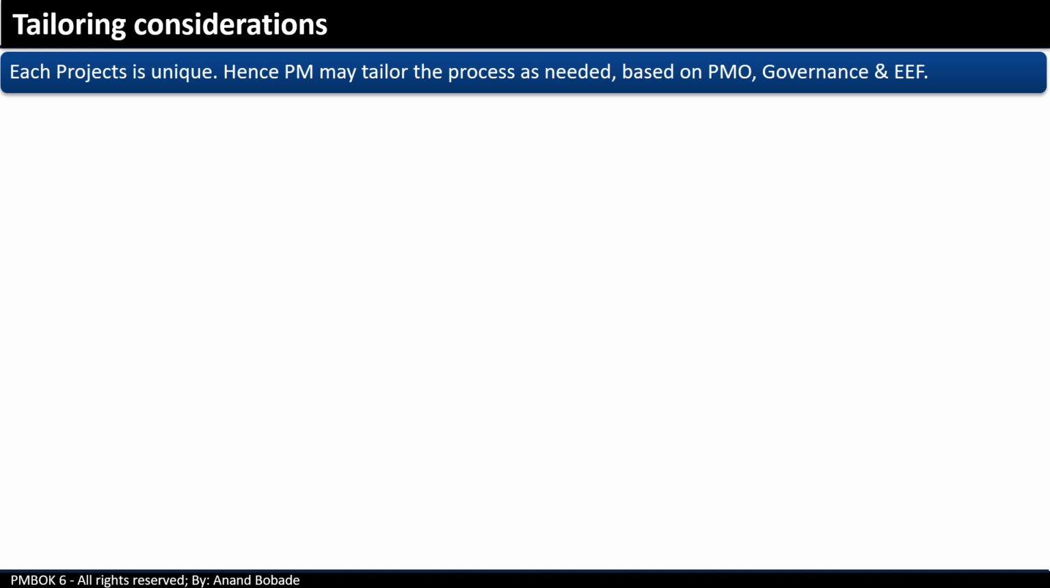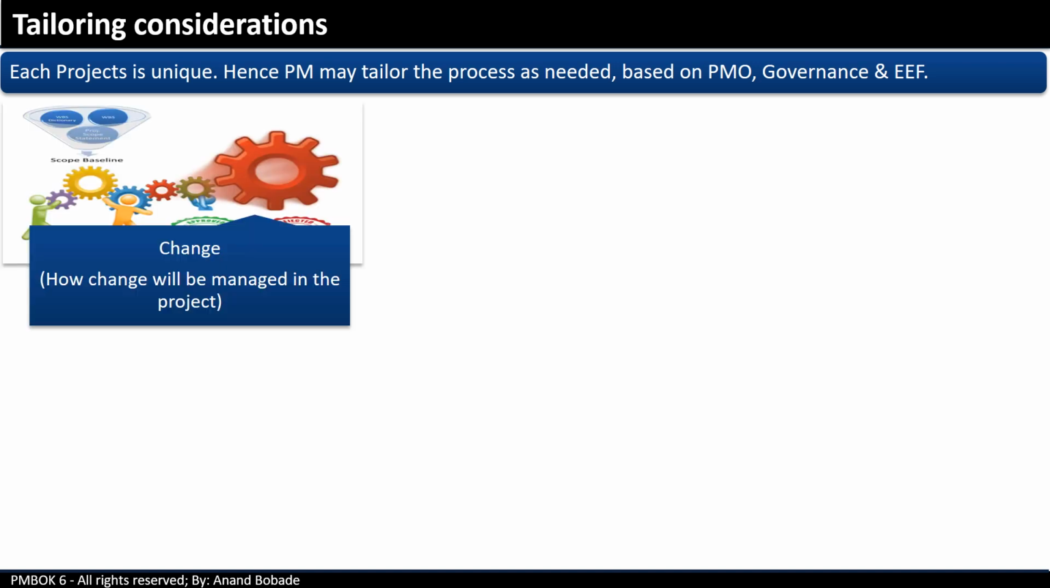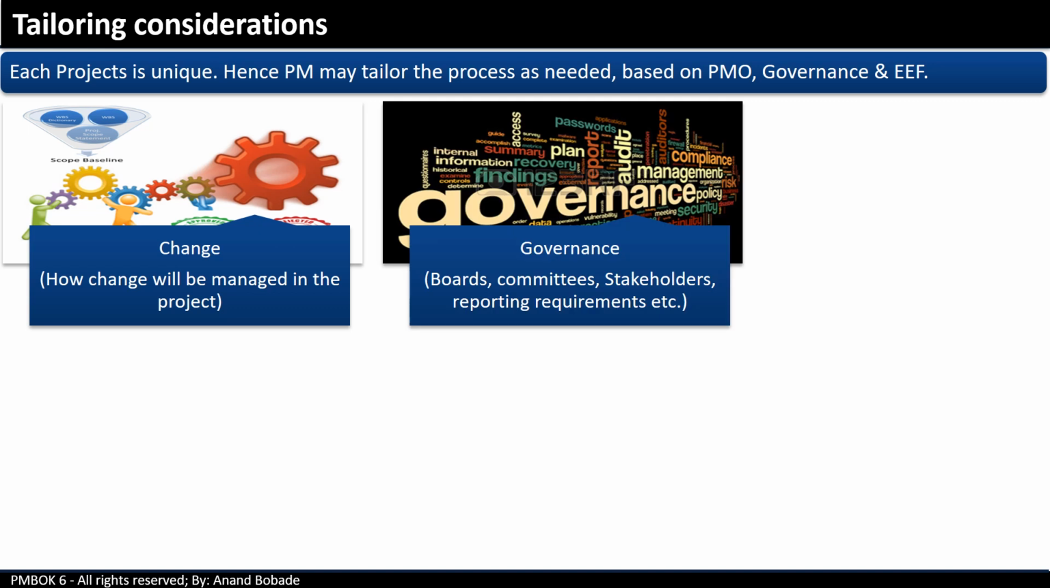Change. Can the project manager accept any change and implement it? How will change be managed in the project? Who will approve the change? So all these are a part of the change control process. Governance. Processes may be tailored based upon boards, steering committees, or stakeholder requirements. Different reporting or communication methods also can be agreed.